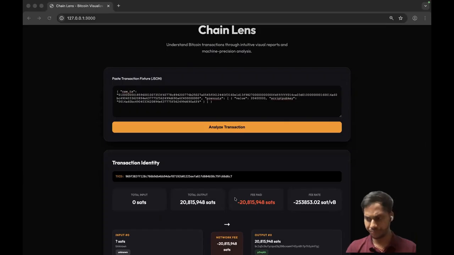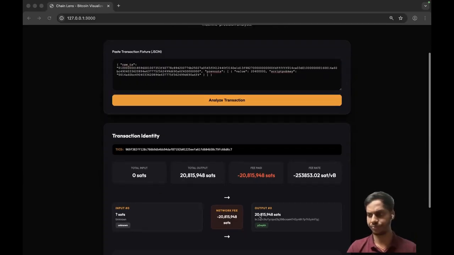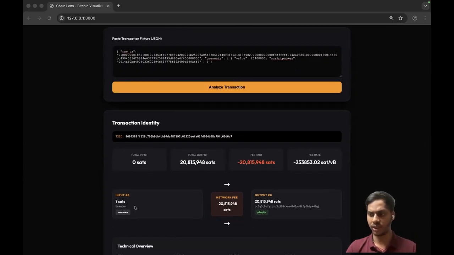Here in the middle, we see the flow of funds. On the left is the input. This is the Bitcoin being spent, in this case about 0 sats. On the far right is the output. This is where the money is going, receiving about 20.8 million sats.